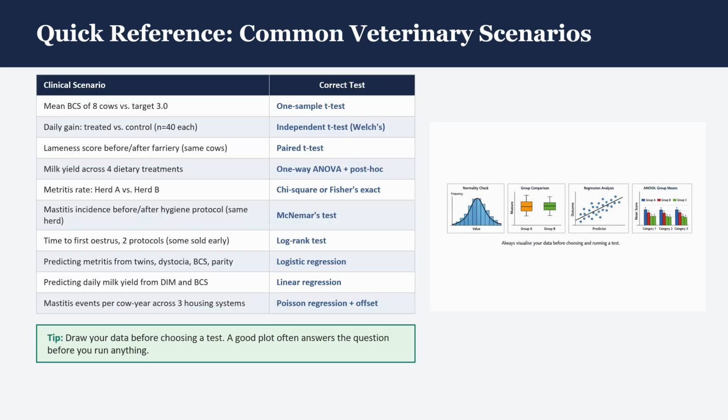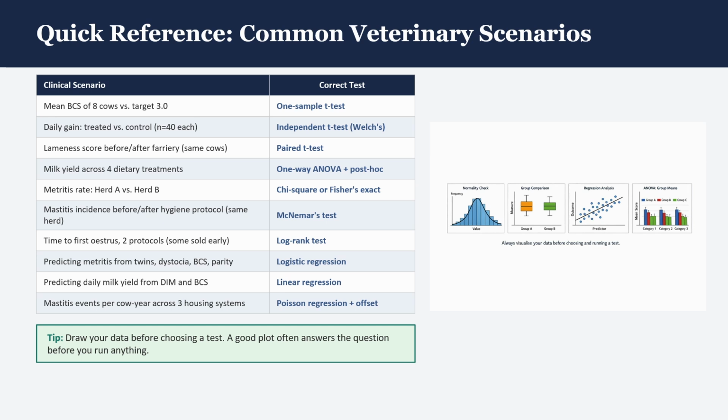Reference table is your practical tool. Before opening statistical software, work through the 4 questions and find your row in this table. A few scenarios worth pausing on: the lameness score before and after farrier in the same cows, paired t-test, not independent. Before and after measurements on the same animals must be analyzed as pairs. Using an independent t-test here throws away the power advantage of the paired design.